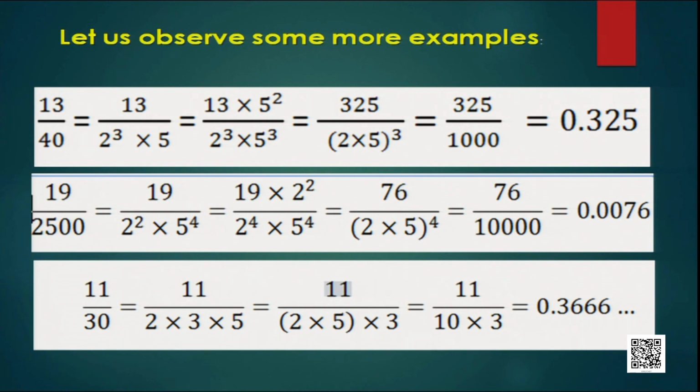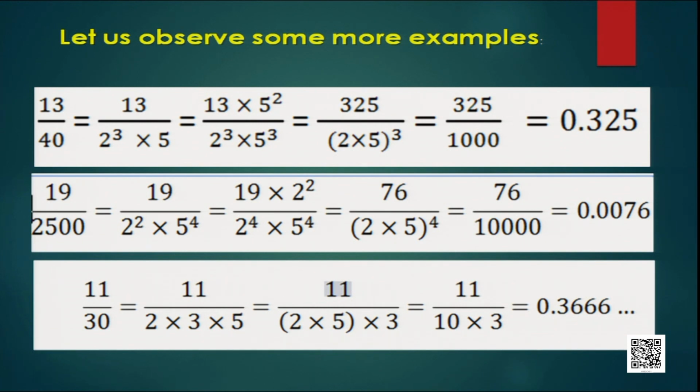In another example, we find 19 by 2500. So 2500 in the denominator can be split as 2 to the power 2 into 5 to the power 4. Both factors 2 and 5 are there, but they do not have the same power. So in order to make their powers the same, I multiplied 2 to the power 2 in the denominator as well as in the numerator.